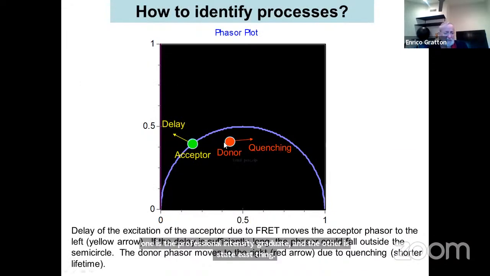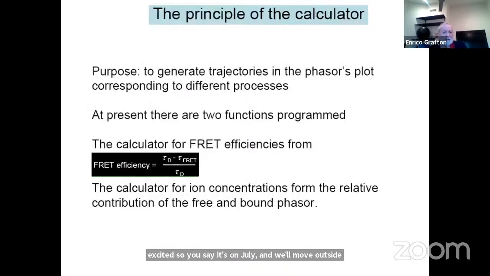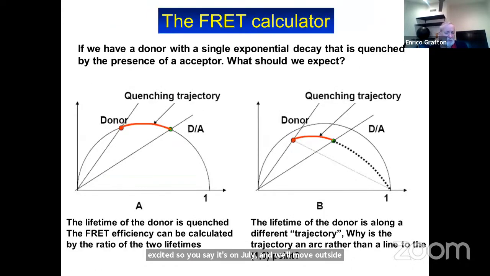So in FRET, generally you have a donor that will be quenched, so it will move in that direction, toward short lifetime. An acceptor, for reasons that we will discuss later on, will move outside the universal circle, because the acceptor is excited after the donor, so it is delayed, and will move outside. So the calculator will follow the following thing. A donor which is quenched by transferring energy to an acceptor will be on the universal circle, because if the donor is a single exponential, it will follow a single exponential too.